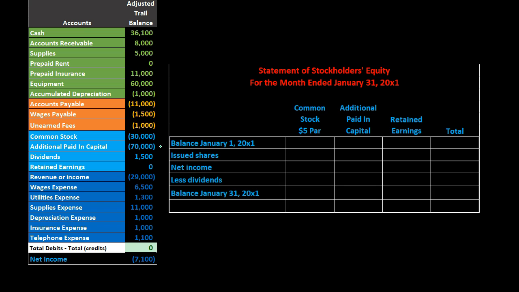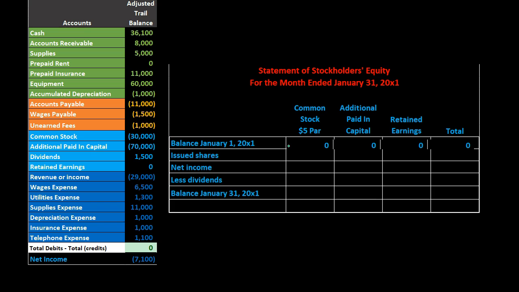And then the retained earnings represent what has been earned in the company, less the dividends that have been given. Now, the beginning balance here is going to be all zero, because it's the first month of operations. The beginning balance is just going to be zero. That will not typically be the case if it were not the first month of operations.